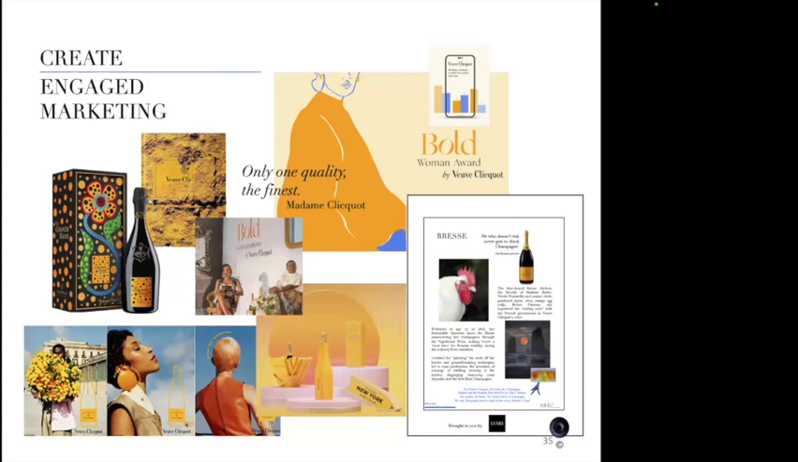Clicquot was. So they have BOLD Awards, they have BOLD Conversations, which is conversation with other leading women in different industries. And I think the most important thing here, interesting, is they have a BOLD database, which allows female entrepreneurs to connect globally. And anyone can join that's a female entrepreneur.